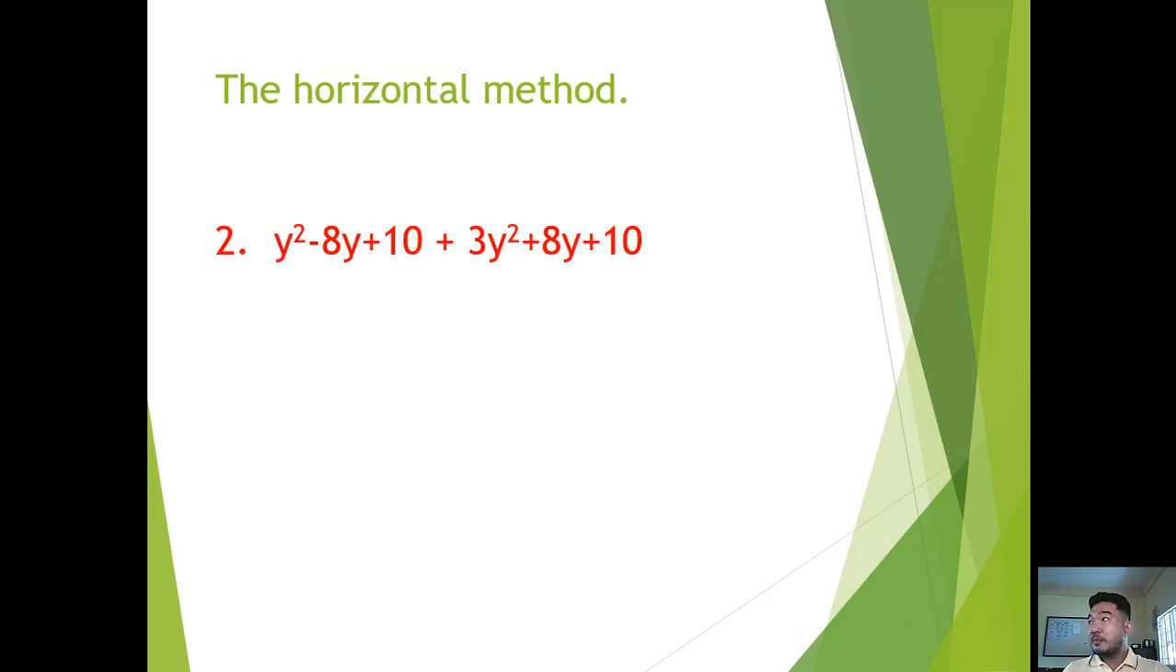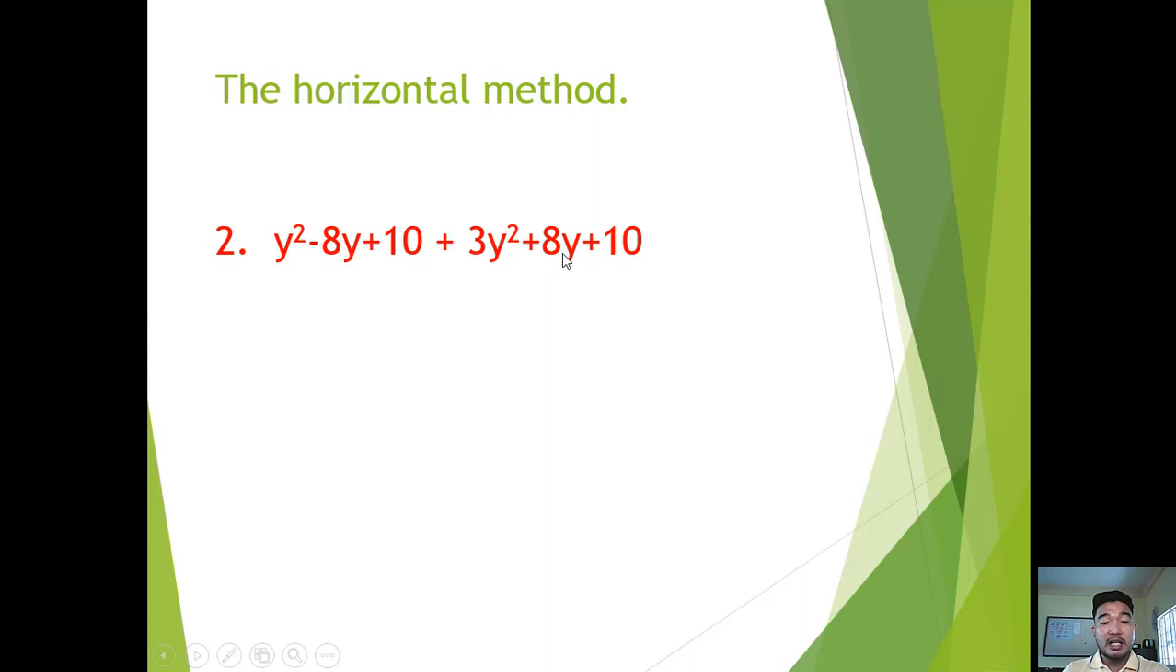How about for problem number 2? We have y squared minus 8y plus 10 and 3y squared plus 8y plus 10. This is the horizontal method. We combine like terms. Like terms here are y squared and 3y squared. Then you have negative 8y and positive 8y. Then 10 and 10. So y squared plus 3y squared is 4y squared.